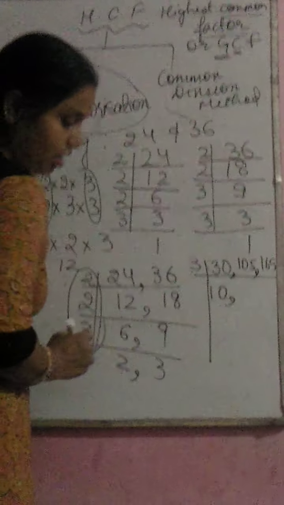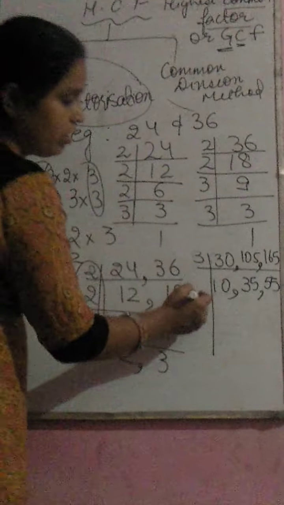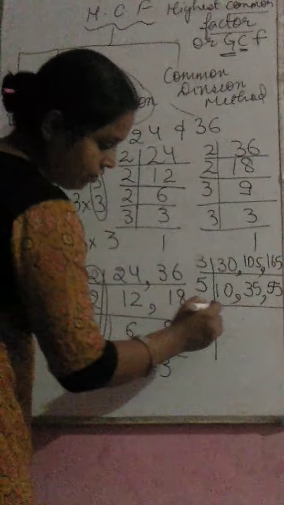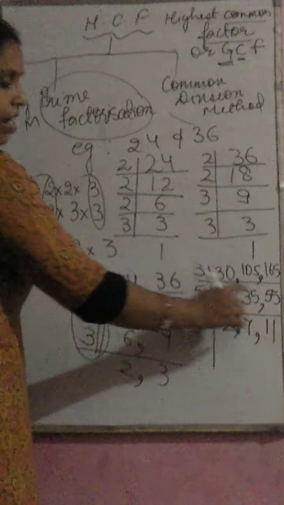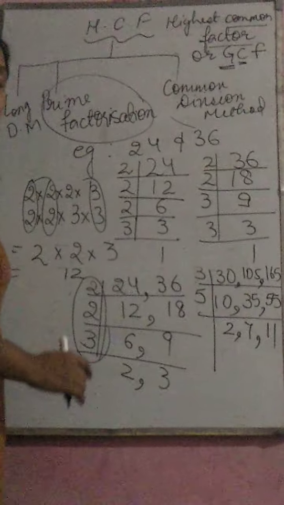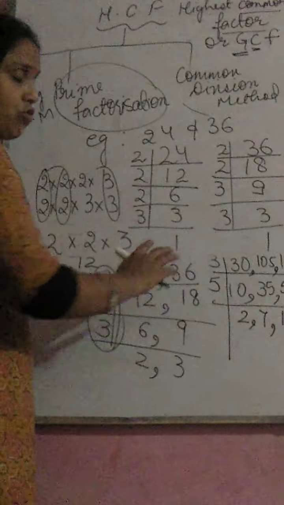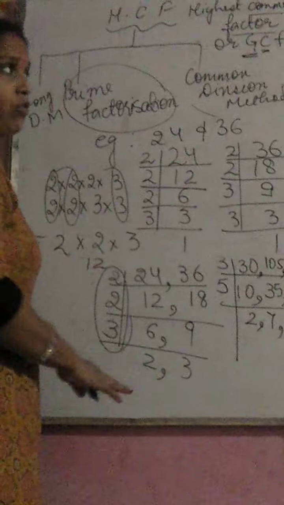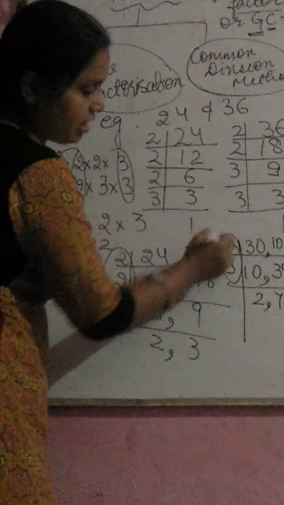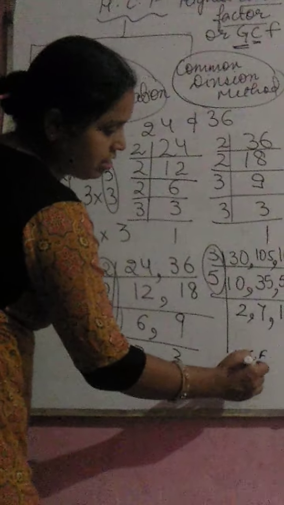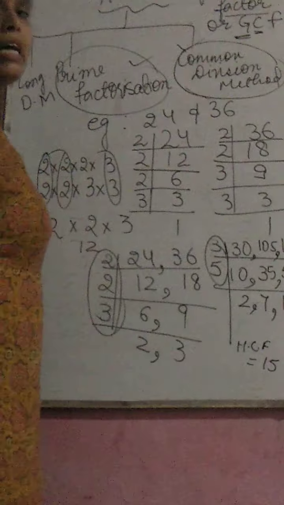3 10 times, then 3 35 times, then 3 55 times. Now again it is coming by the table of 5: 5 2s, 5 7s, and 5 11s. See children, the prime factor I have taken here is dividing all 3 numbers. So you will take the prime factor which divides all the numbers. If it is 2, it should divide all; if it is 4, it should divide all. This is why it is called the common division method. So your HCF here comes as 15, children. This is how you will do these 2 methods for finding the HCF.